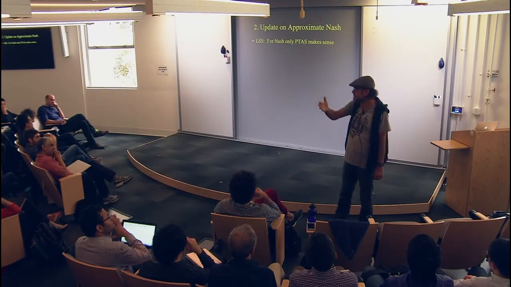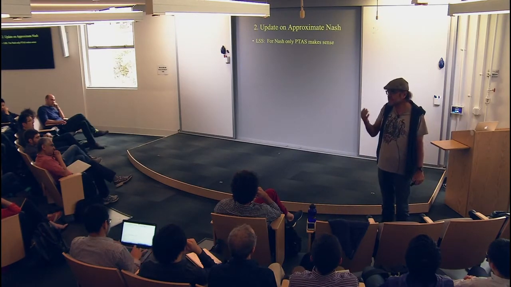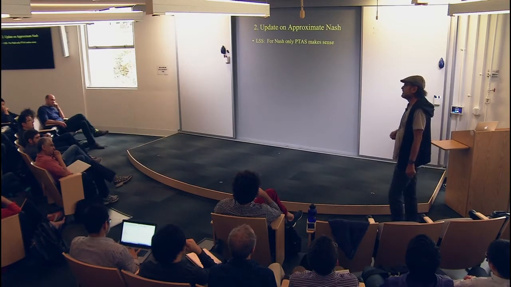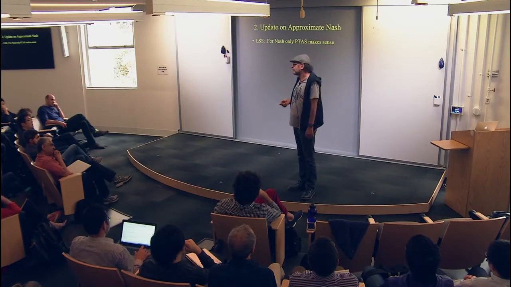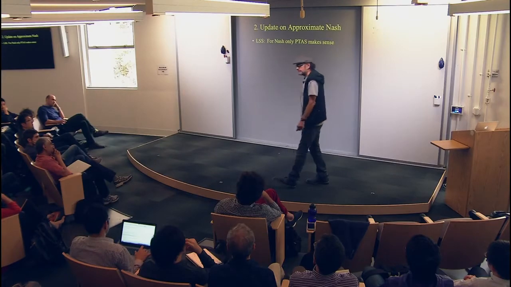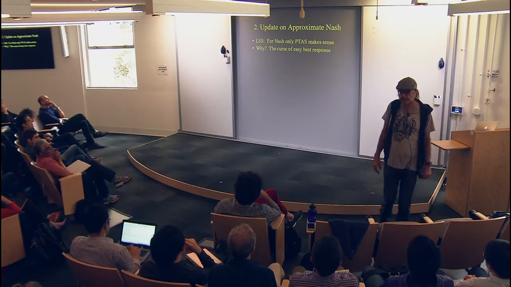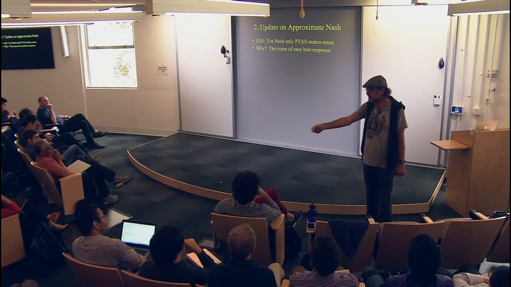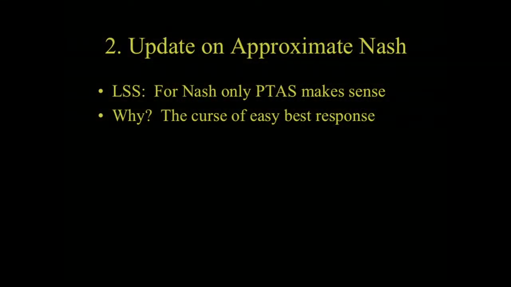For about seven years now. This gave me time to sit back and realize that it was the wrong race. The only kind of approximate Nash equilibrium that we are interested in is one so approximate that no agent in their right mind would lift a finger to change, to defect. And the reason is what I call the curse of easy best response. How can I, with a straight face, present an approximate Nash equilibrium to somebody and say, play this? Many players would say, wait a minute, this is not best response, why should I play?